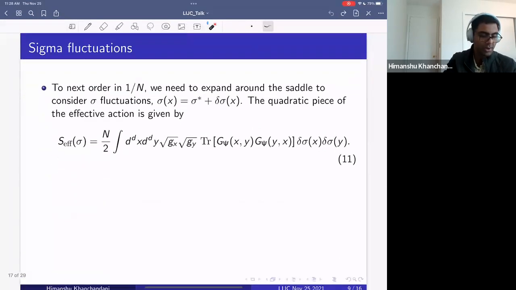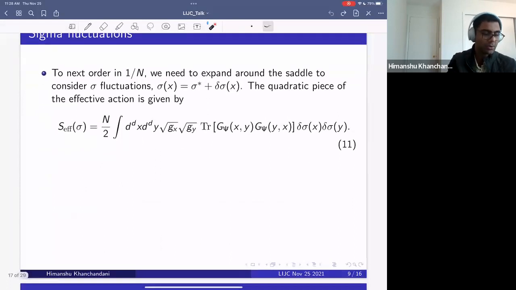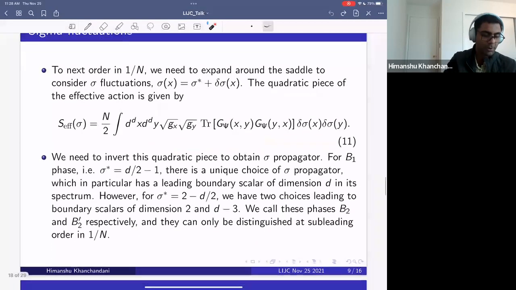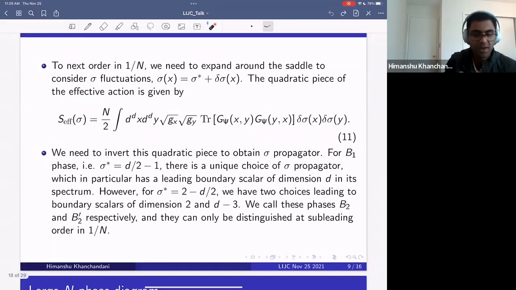But we can go to subleading order, 1 over n. To next order in 1 over n, we will have to expand sigma around the saddle into fluctuations, and then calculate the effective action in terms of the fluctuations. This is the quadratic piece in fluctuations. To calculate the propagator, the 2-point function of sigma, I have to invert this kernel. You can do that for both the phases that I mentioned before. If you choose this phase, then there is a unique choice of sigma propagator that you find.